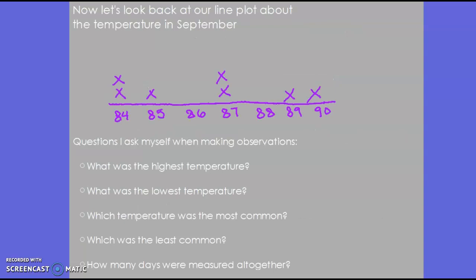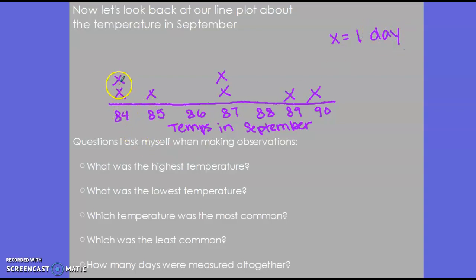So yesterday we made a line plot that looks similar to this one about our temperatures in September. If we think back to what this all means, these were all our temperatures, and if we wanted to put a label on this, it would be temps in September. Okay, that would be our label to tell us what these numbers even mean. So these were the temperatures, and each x is equal to 1 day.